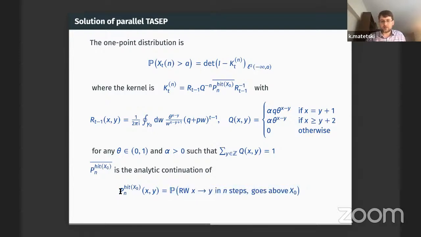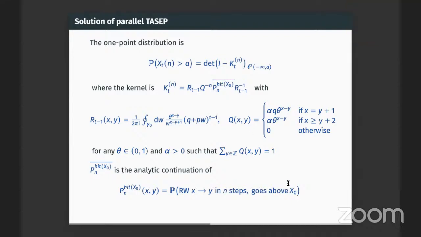For the random walk, we look at the probability that it goes above this curve. This probability we call p hit, and it is a function in X and Y. It can be extended analytically in the Y variable. This analytic continuation we call p hit bar, and this is the one which appears in the formula for the kernel.